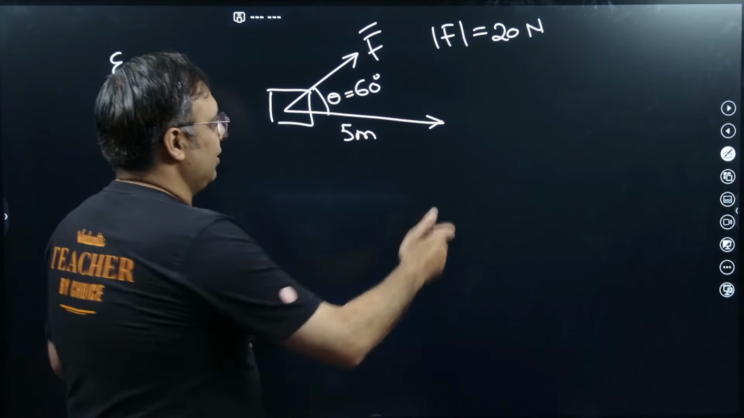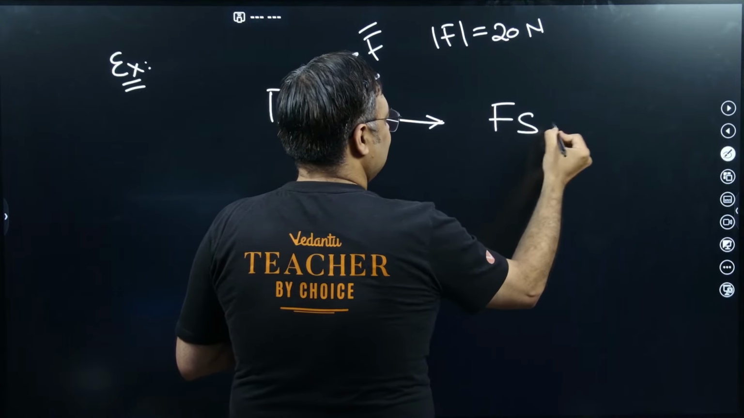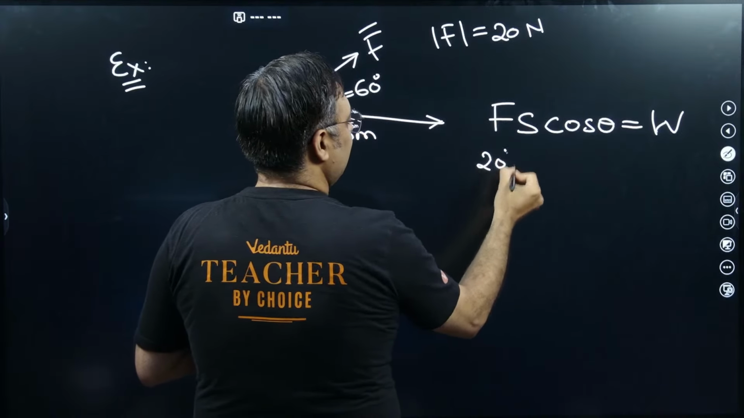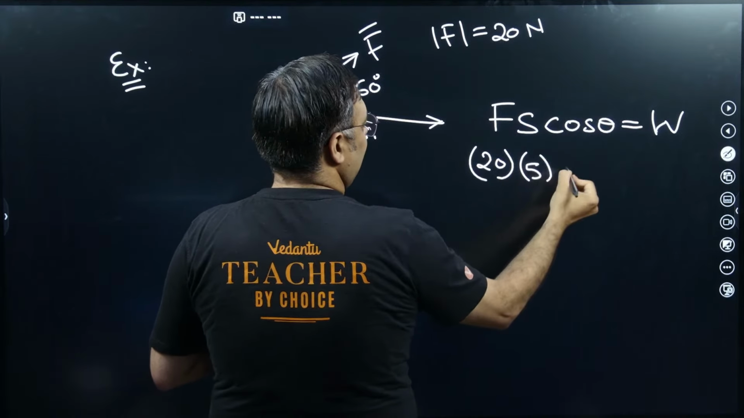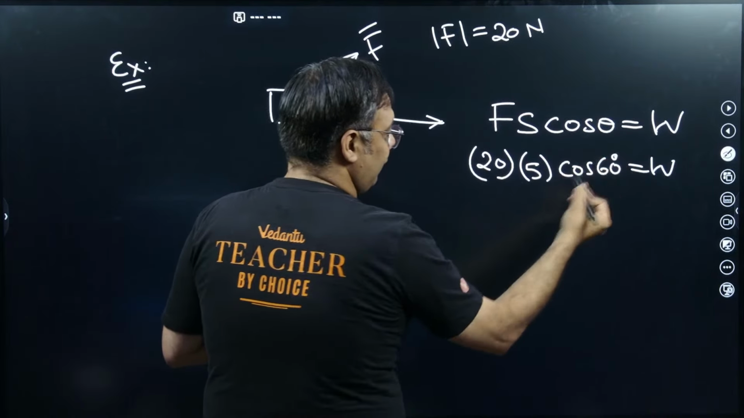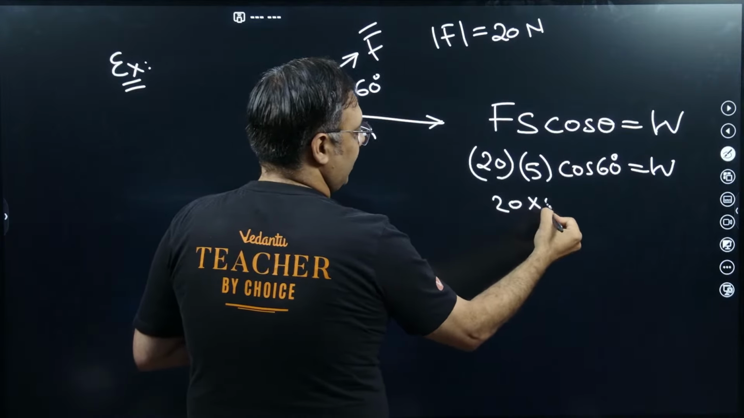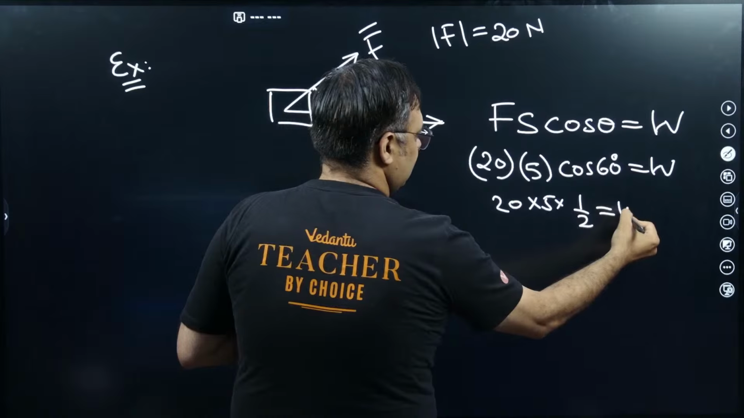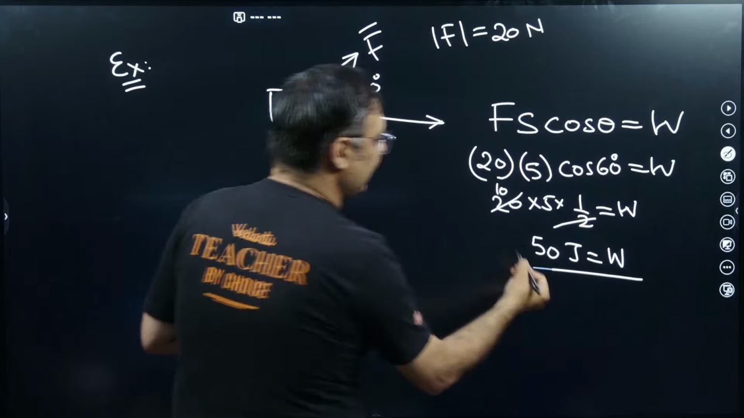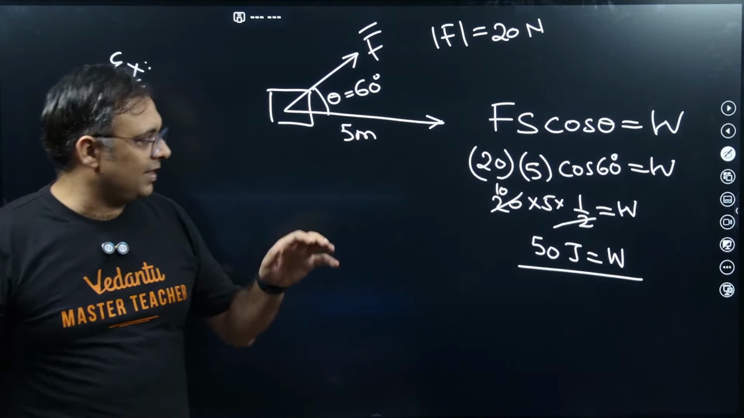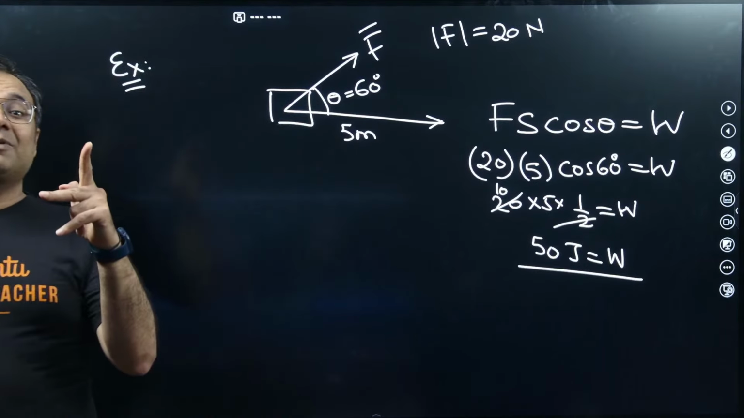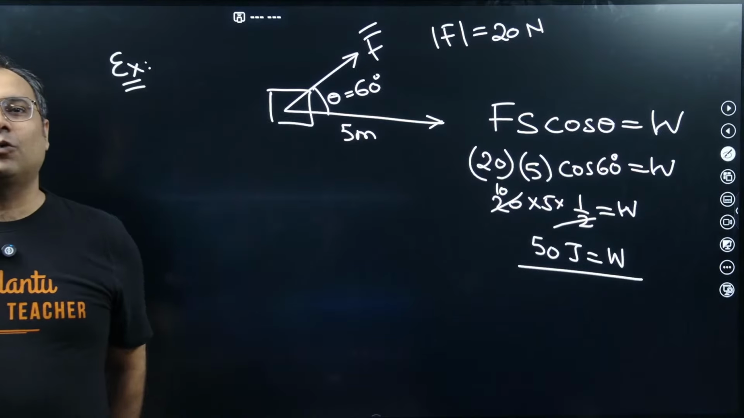So it is F S cos theta, which is the work done. F is 20 Newton magnitude, S is 5 meter, and cos of 60 degrees. You should know cos 60 is half. So you get 20 into 5 into 1 by 2, which is 50 joules. So the work done came out to be 50 joules. What I'm trying to say here is that if you know the force, the displacement, and the angle between force and displacement, see how quickly you got the answer.